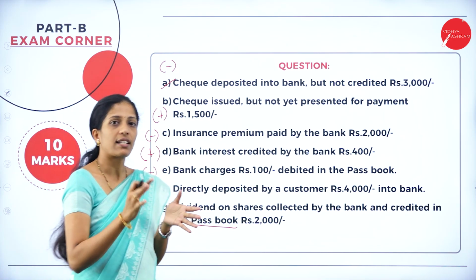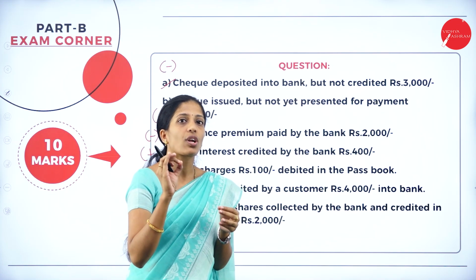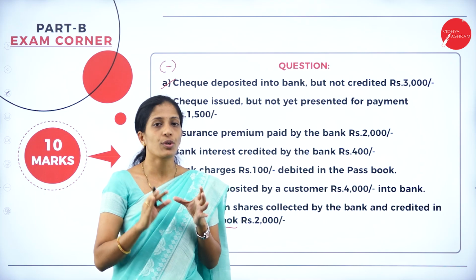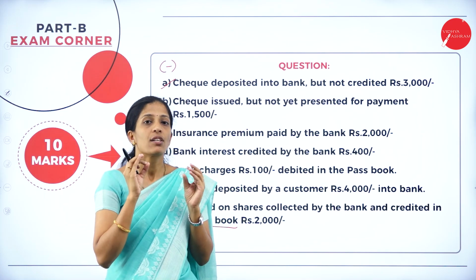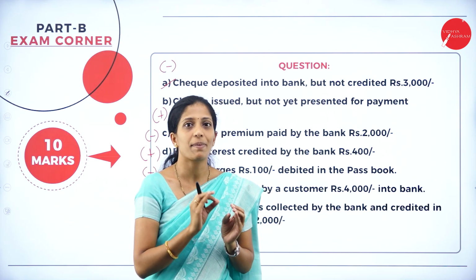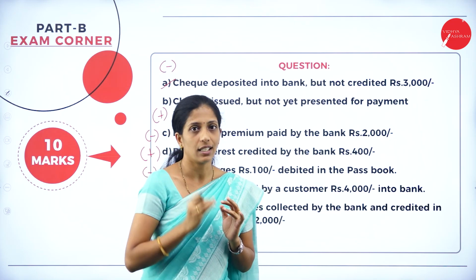They'll give you all the transactions with the amount. You just have to know whether it has to be add or minus. So, as I told you, whenever you see a problem, you have to know which is the base book first, and as per the base book, you have to adjust to the other book.